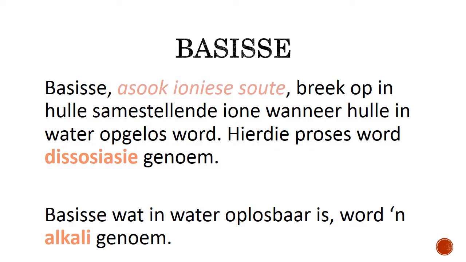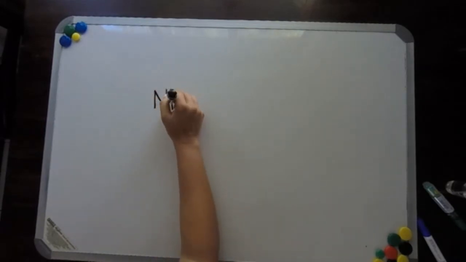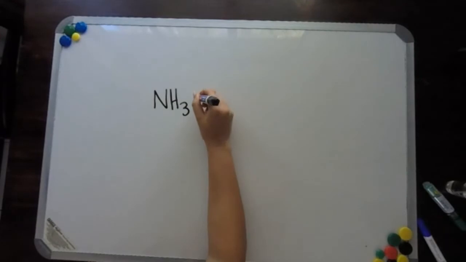Basisse, asook ioniese soutte, breek op in hulle samestellende ione wanneer hulle in water opgelos word. Hierdie proses word dissosiasie genoem. Basisse wat in water oplosbaar is, word 'n alkali genoem. Kom ons kyk byvoorbeeld na ammoniak, wat 'n bekende swak basis is.